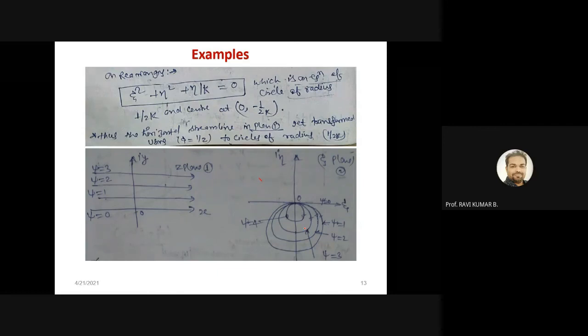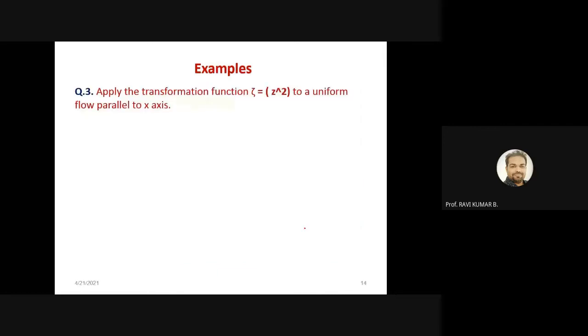So I hope the next one you can try by yourself. Just go with this. Apply the transformation zeta is equal to z square to a uniform parallel flow along the x-axis.